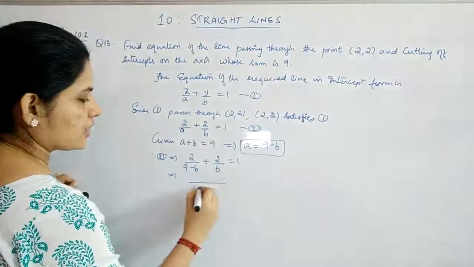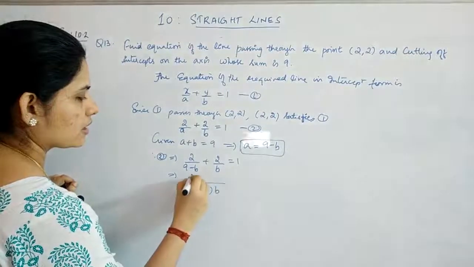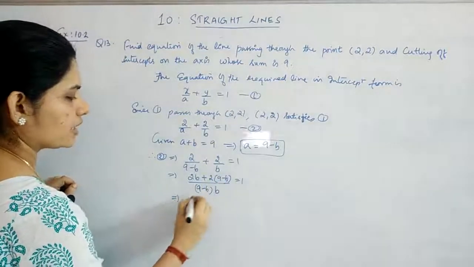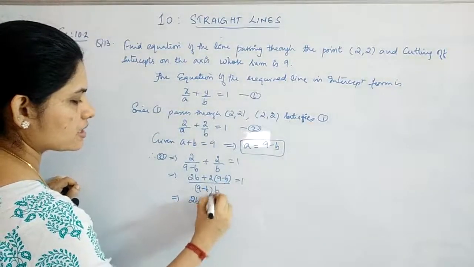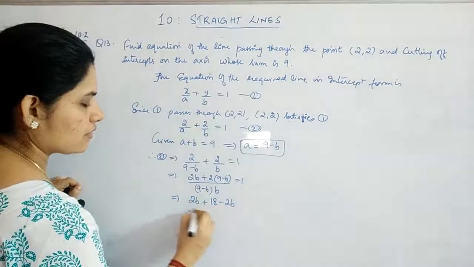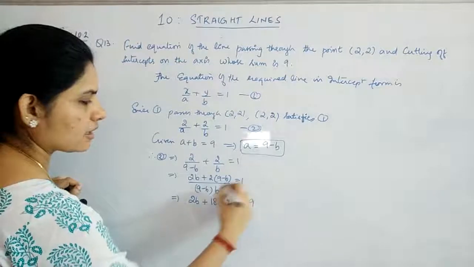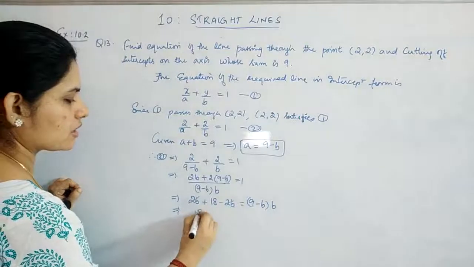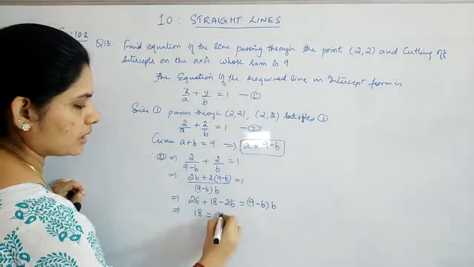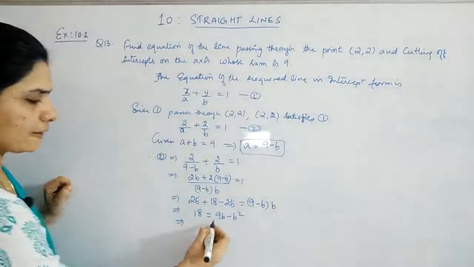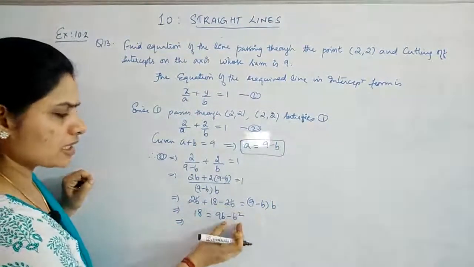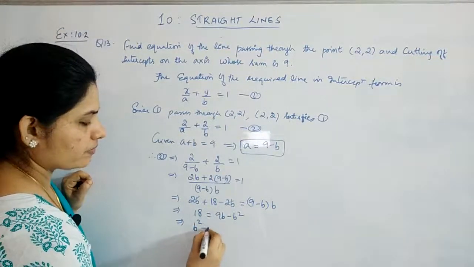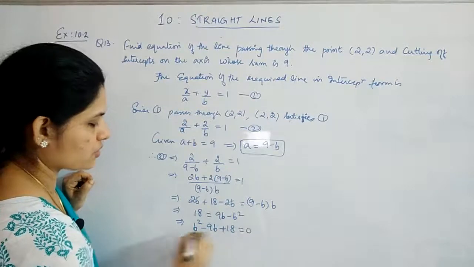Now taking the LCM, you will get (9 - b) times b in the denominator, and the numerator is 2b + 2(9 - b), equal to 1. That is (2b + 18 - 2b) divided by (9 - b)b equals 1, which we take to the other side as (9 - b)b. Now the 2b terms get cancelled, so you are getting 18 = 9b - b². Taking these terms to the left hand side so that b² becomes positive, it is b² - 9b + 18 = 0.